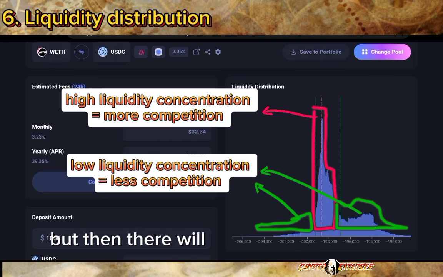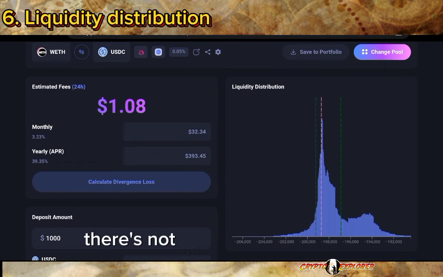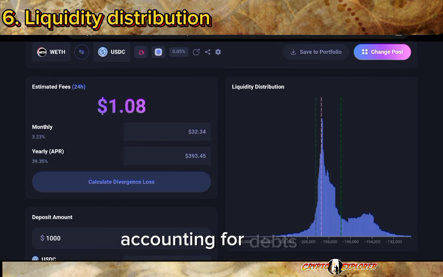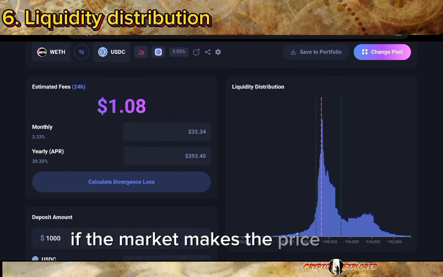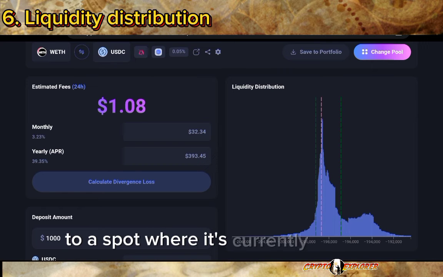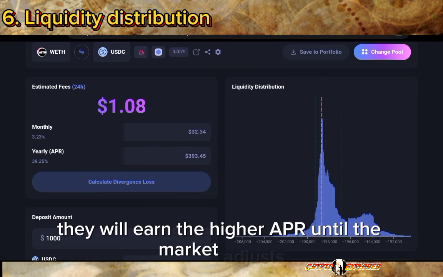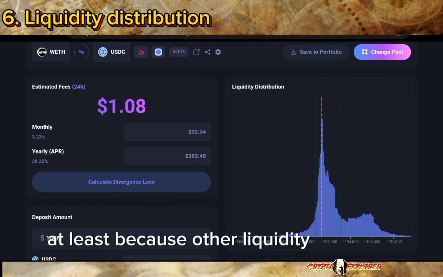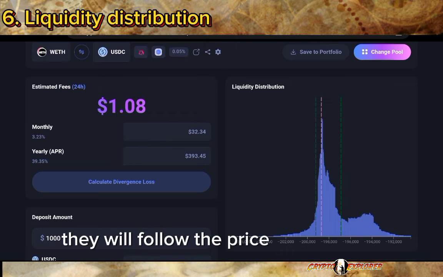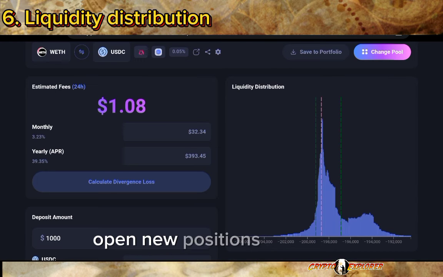But then there will be other areas where there's not as much competition. Those are the ones that I call valleys. And you can set up your range to account for that. So if the market makes the price move to a spot where it's currently a valley, the people already depositing liquidity there will earn the higher APR until the market adjusts at least, because other liquidity providers will follow the price and readjust, open new positions, rebalance in order to start generating fees on top of the current price.